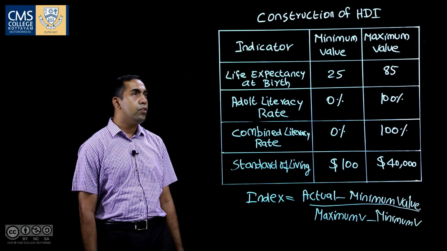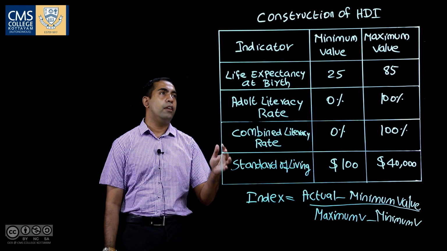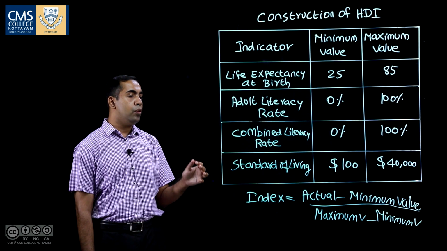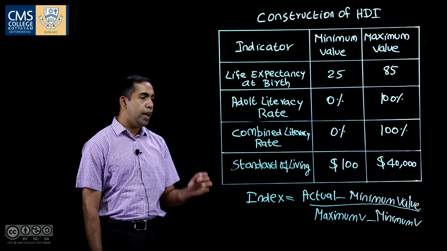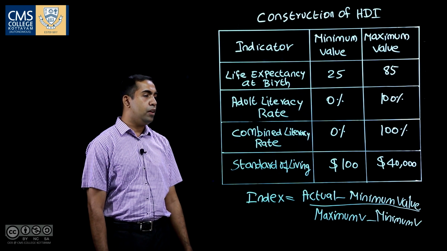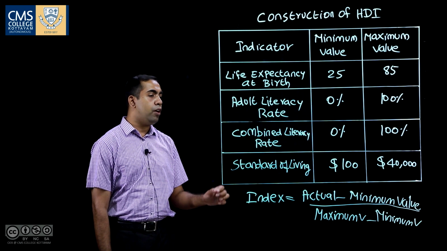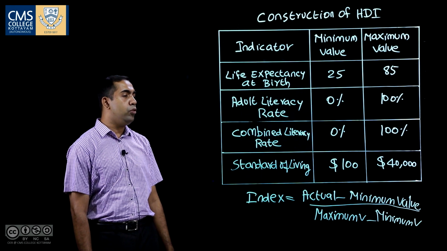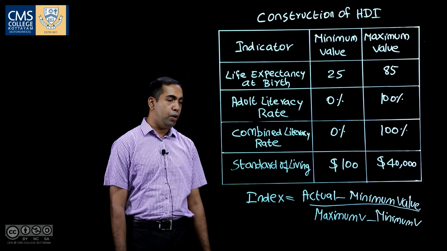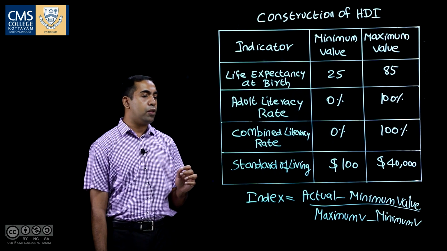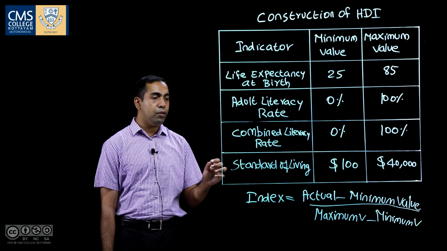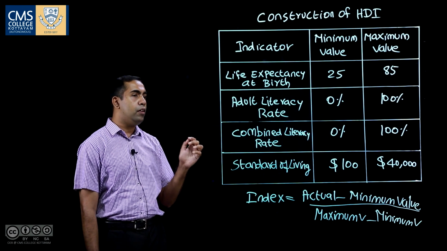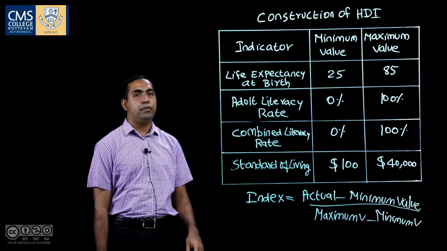$40,000. So from these indicators, minimum and maximum values, we have computed the index formula, that is actual value minus minimum value, the whole divided by the maximum value minus minimum value. This is the formula for the calculation of a Human Development Index. Based on the index, we calculate the individual parameters.